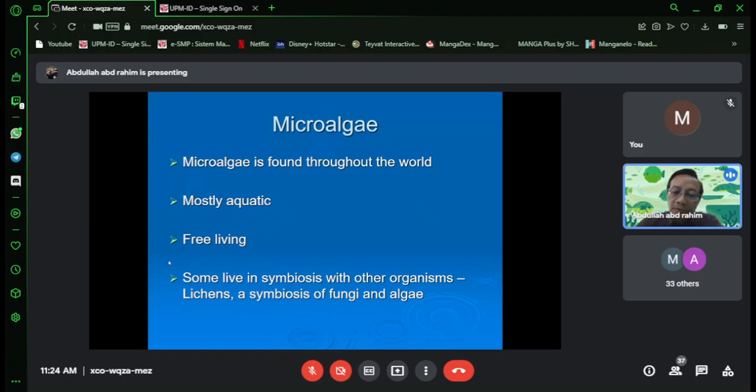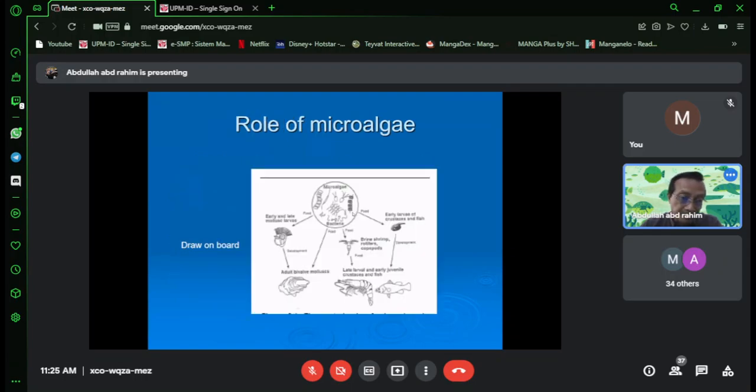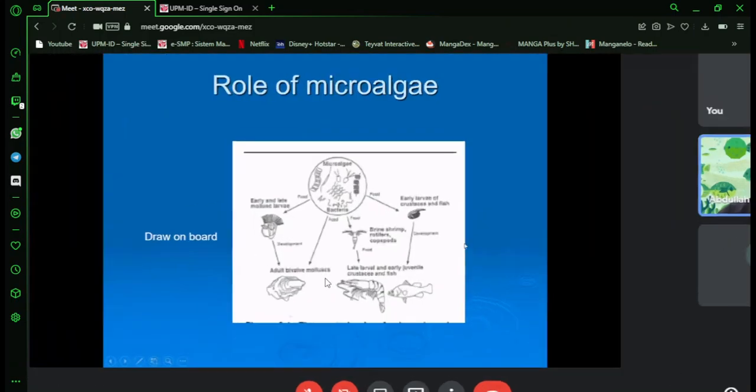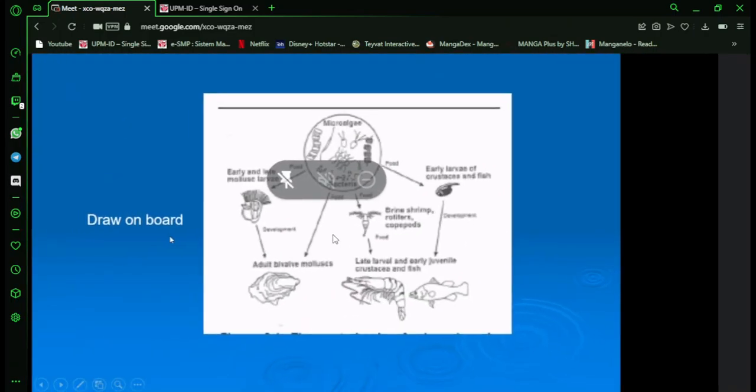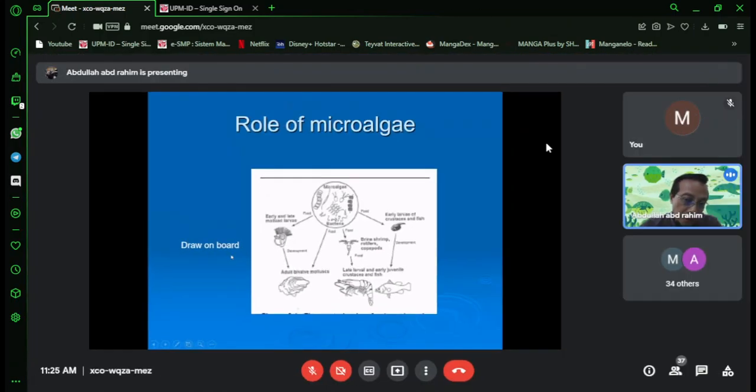But most of the microalgae are essentially living freely without any kind of attachment, or rather, being parasitic to other species. So this is the role of microalgae in aquaculture.